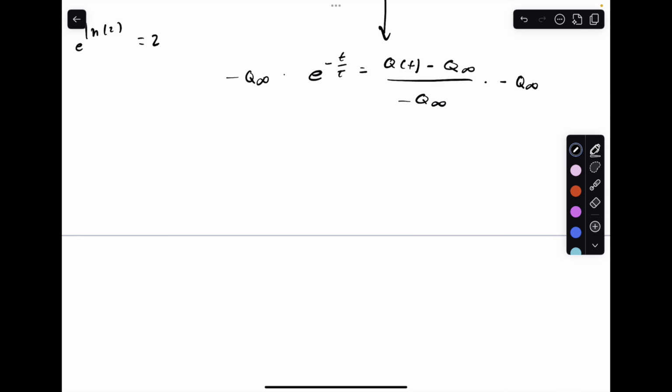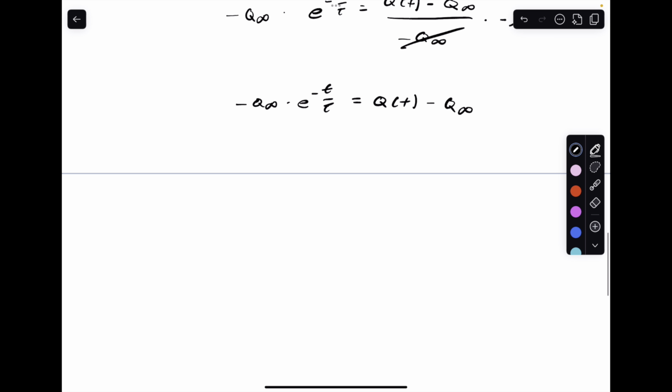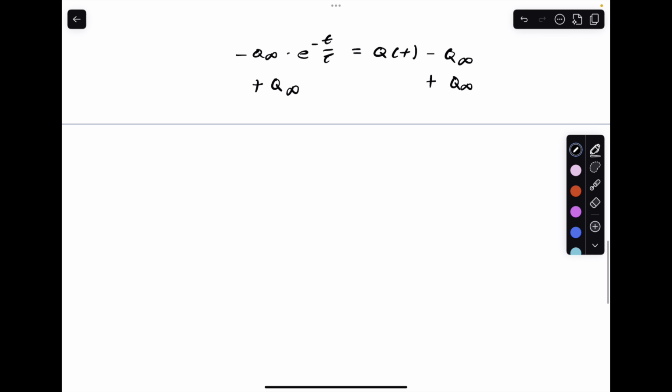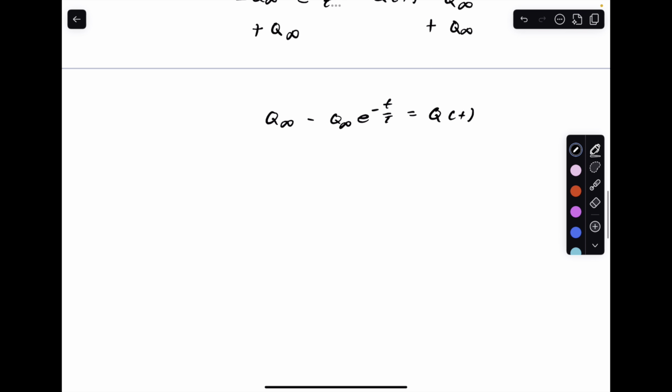And I'm going to get negative q infinity times e to the negative t over tau is equal to q, right, because these cancel, q of t minus q infinity. And now, in order to isolate, I'll just add q infinity to both sides. And I will get that q infinity minus q infinity times e to the negative t over tau is equal to q of t, right?